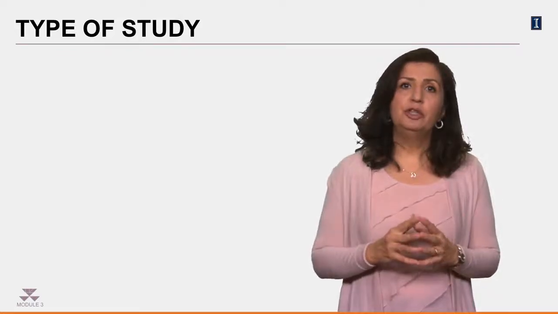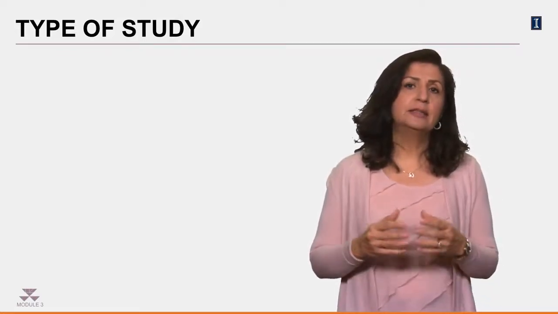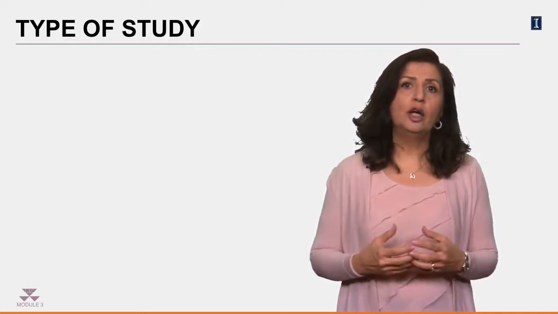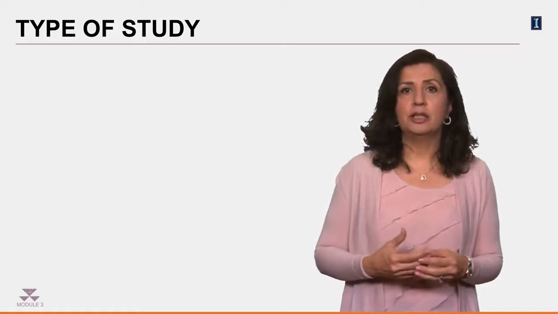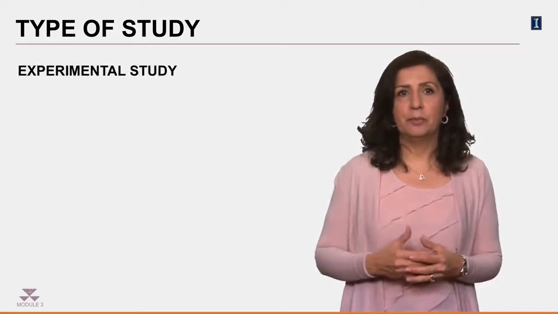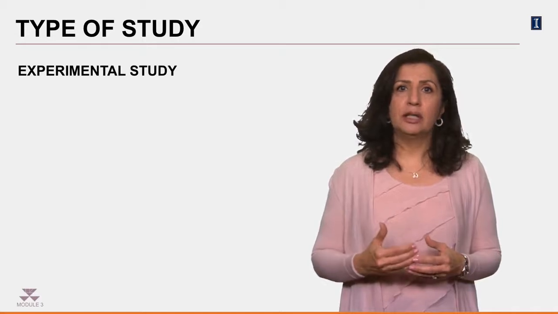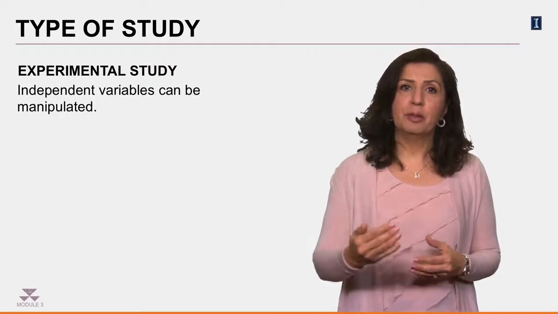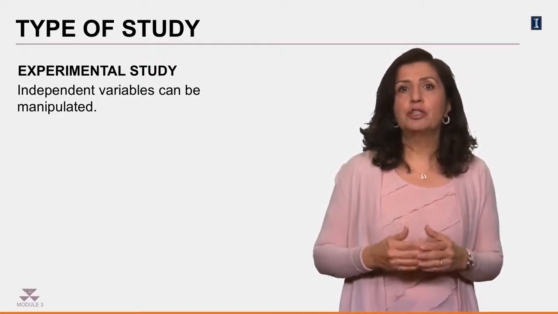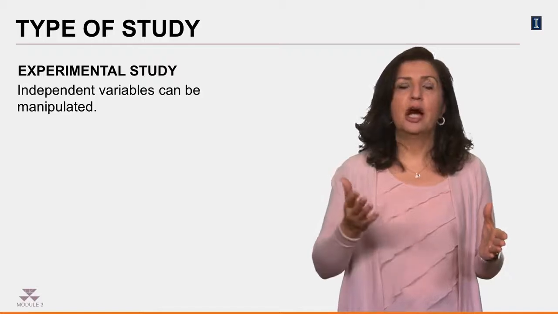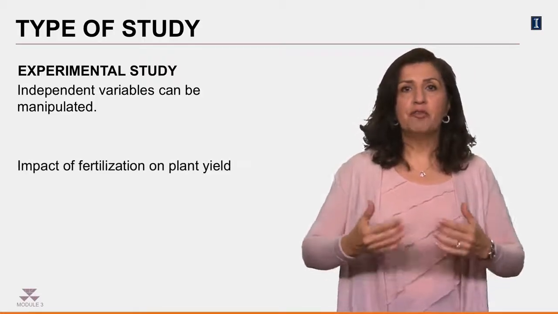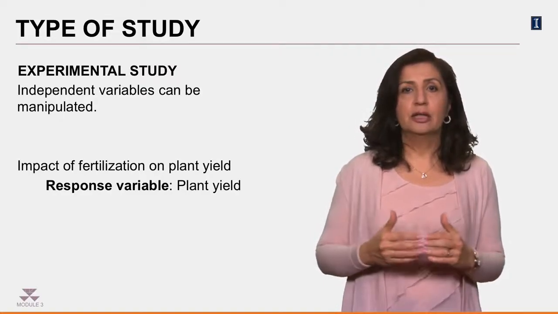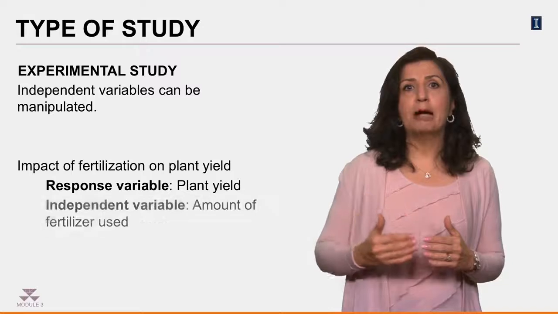So now that we know our variable of interest and have identified some independent variables, we can go on with conducting the study. Depending on what you're trying to do, you may be doing a study which is known as an experimental study. An experimental study is one in which you go and manipulate the independent variable. For instance, we want to measure the impact of a particular fertilizer on plant yield.